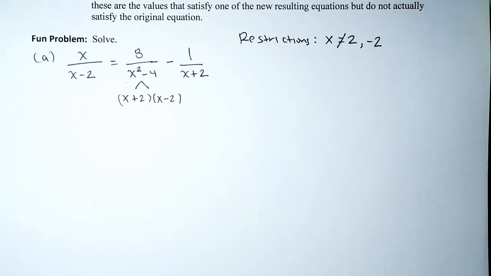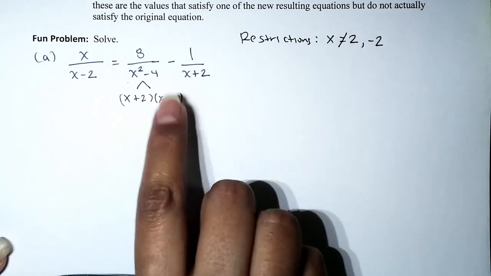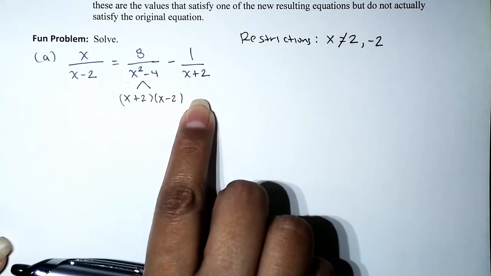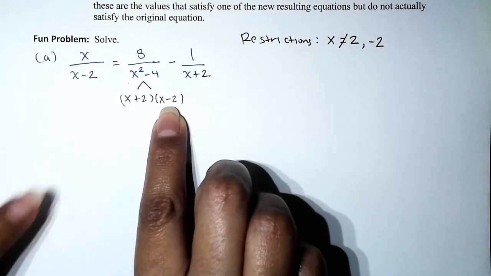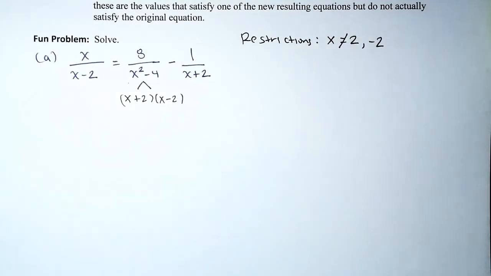So we know that 2 or -2 makes at least one of the denominators equal to 0. What else makes a denominator equal to 0? Let me look at this one. When we take this product and set it equal to 0, the first factor, we already talked about it. The second factor, we already talked about it. So we actually listed all the restrictions on the variable already.